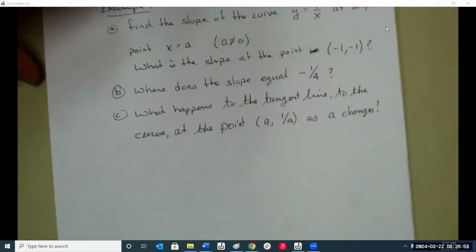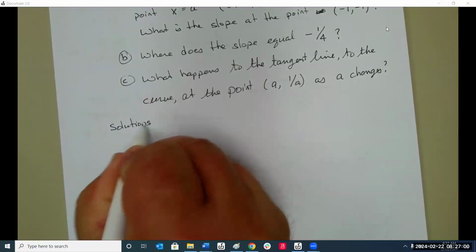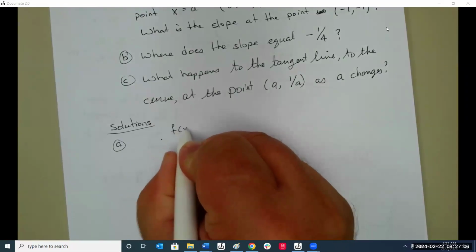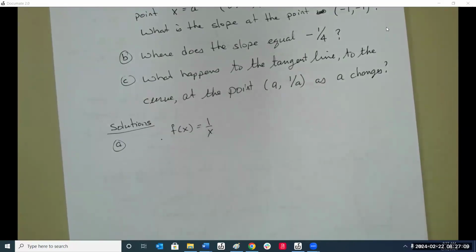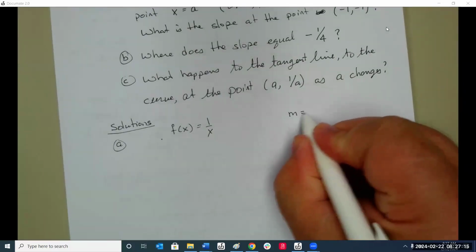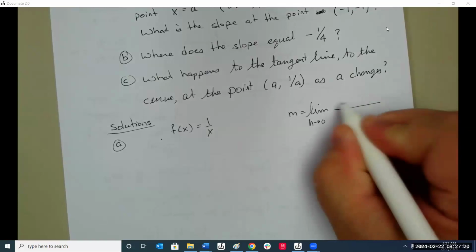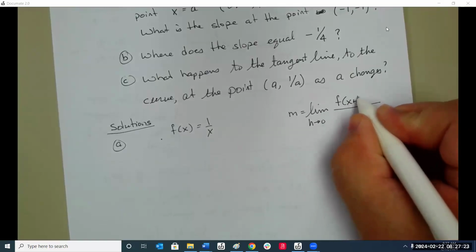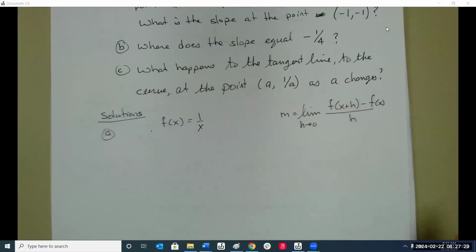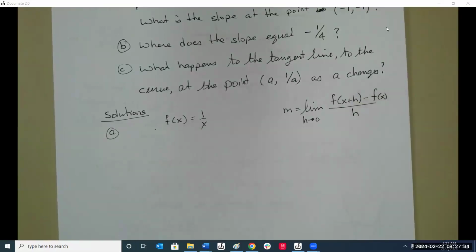So here are my solutions. A. So the function is 1/x. What else do I need to find? So I have to use this formula. Limit as h approaches 0 of the difference quotient. So what else do I need to find before I can just plug it in there?